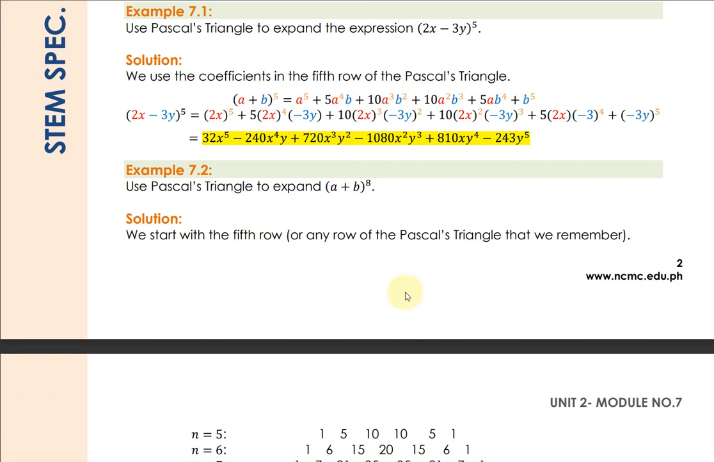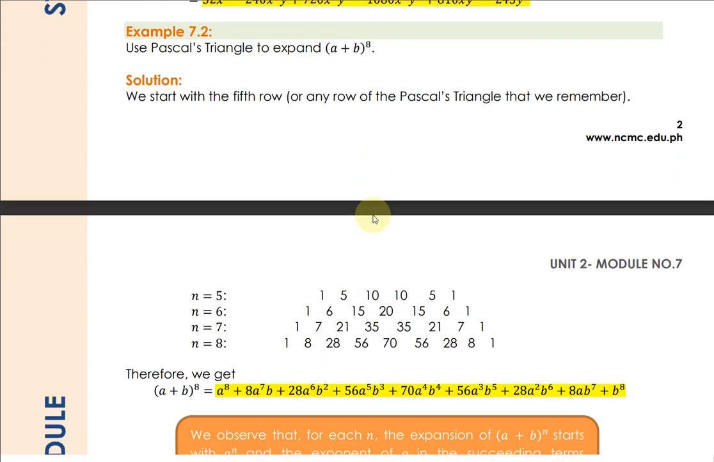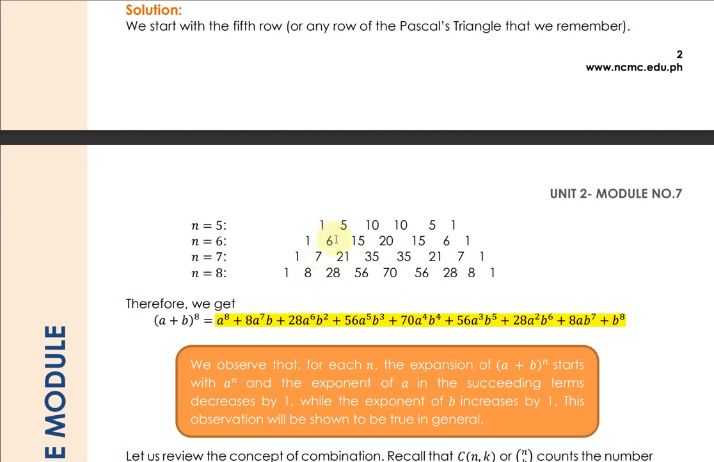So we are going to use Pascal's triangle in expanding a plus b to the power of 8. So in the solution, we are going to start with the fifth row, or any row of the Pascal's triangle that we can remember. By using the previous example, we have our fifth row, n is equal to 5, which is 1, 5, 10, 10, 5, 1, right? Then we just add the two numbers above them, and that will be the coefficient of that term.